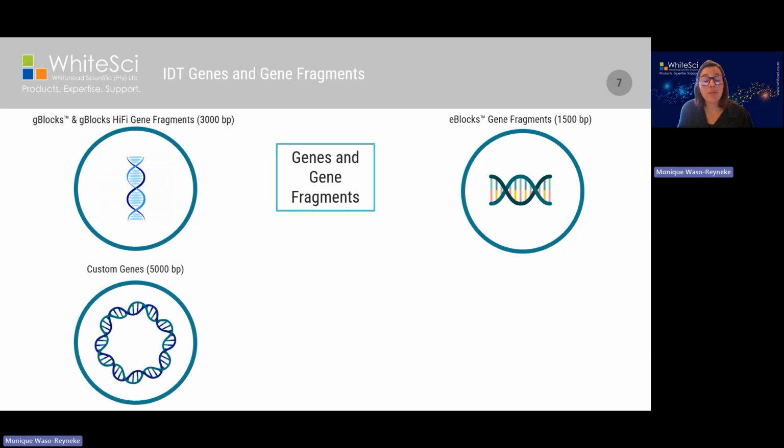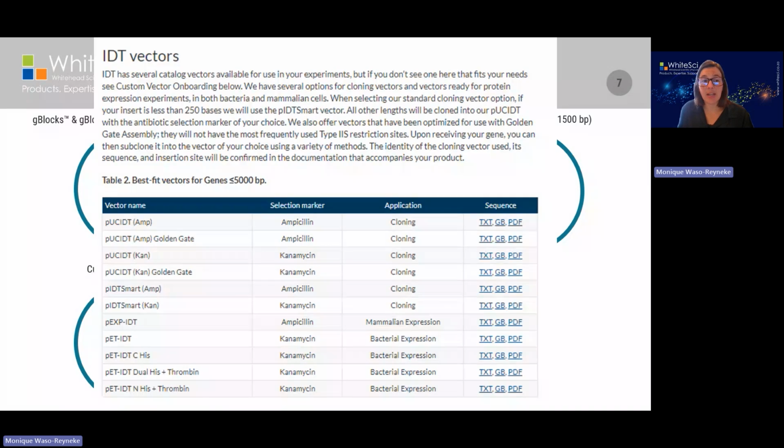Then we have custom genes. So if you have a gene of interest that is larger than what we can offer with a G-block, we can look at custom genes that go up to 5,000 base pairs. And these genes are also double-stranded, but they are supplied in a vector. So these come within a plasmid, and at the moment, IDT has the following vectors available. So you can order your gene fragments in any of these plasmids that may work for you.